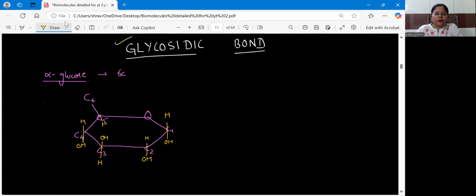OH, H, OH, and H2. Okay, this is one alpha glucose. Let me draw the second alpha glucose again. Say this is my next molecule.